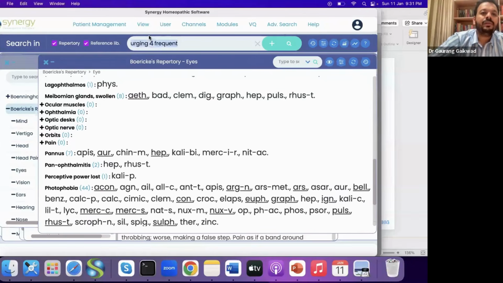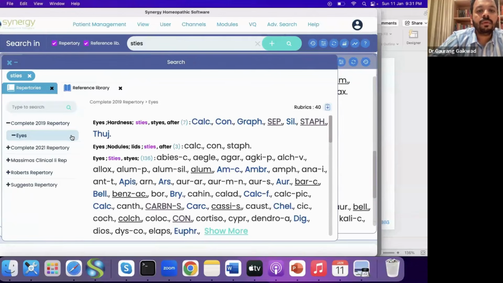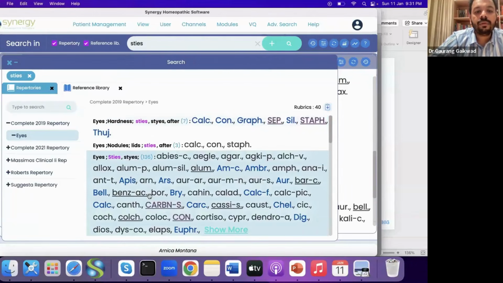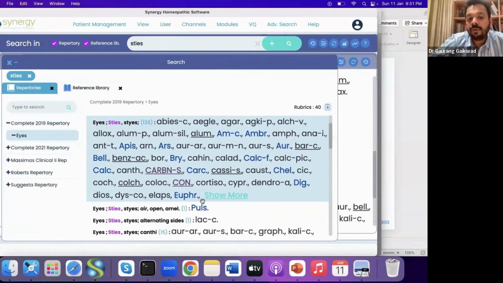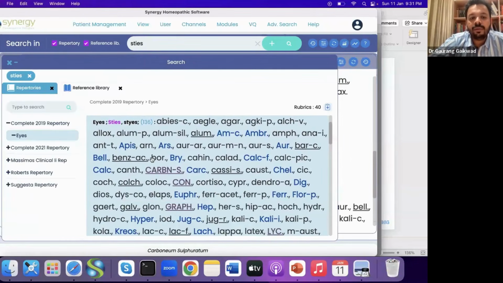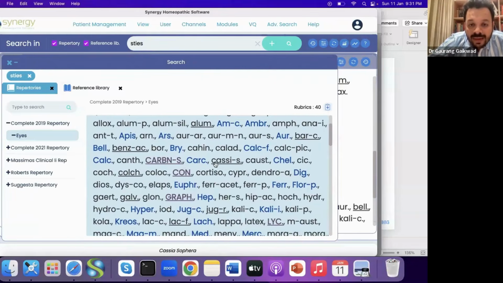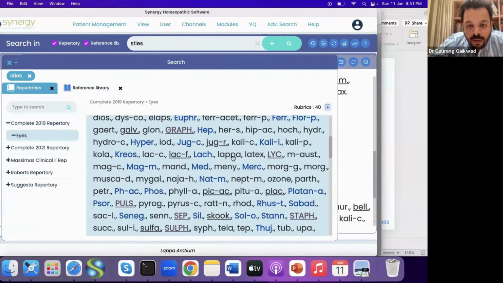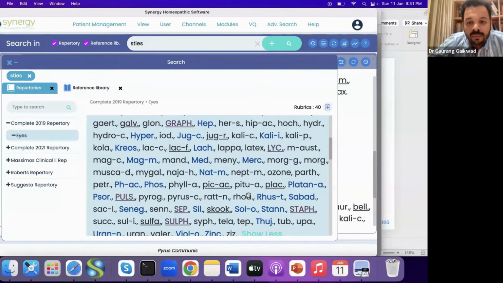The next is you can straight away look at a rubric in a complete repertory also, like styes, for example. Here you can see there are 136 remedies. One possibility is to read each remedy like this, Cassia sophera, Lapa, and from there somewhere you will find, okay, there is Platanus. So that's another way. These are the different ways.